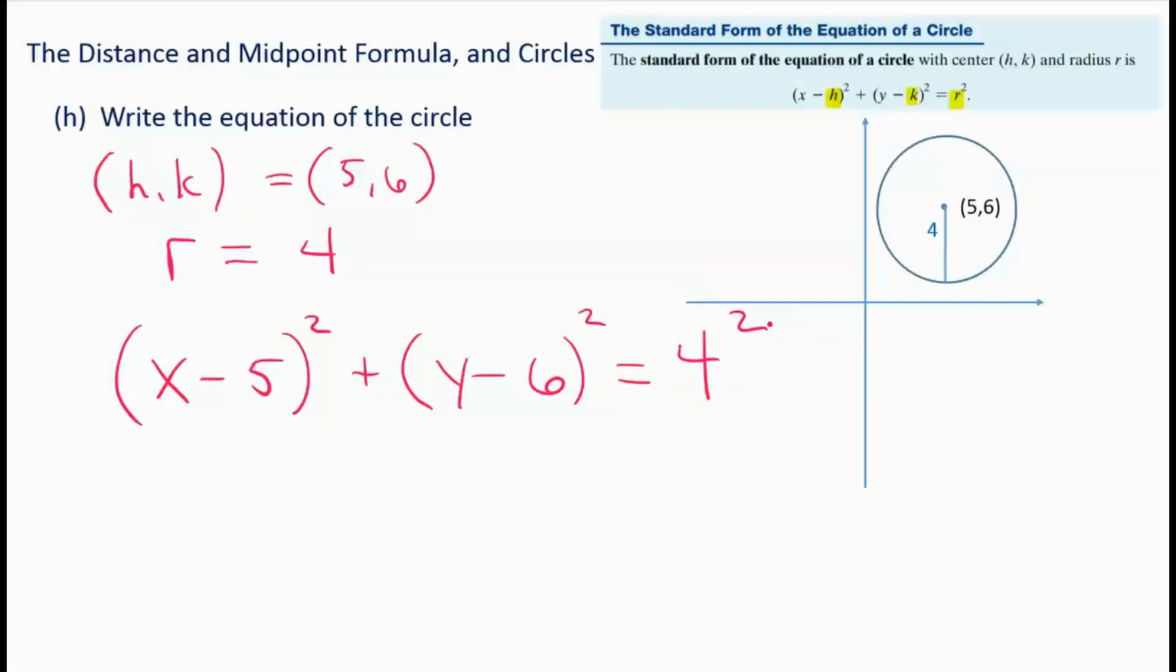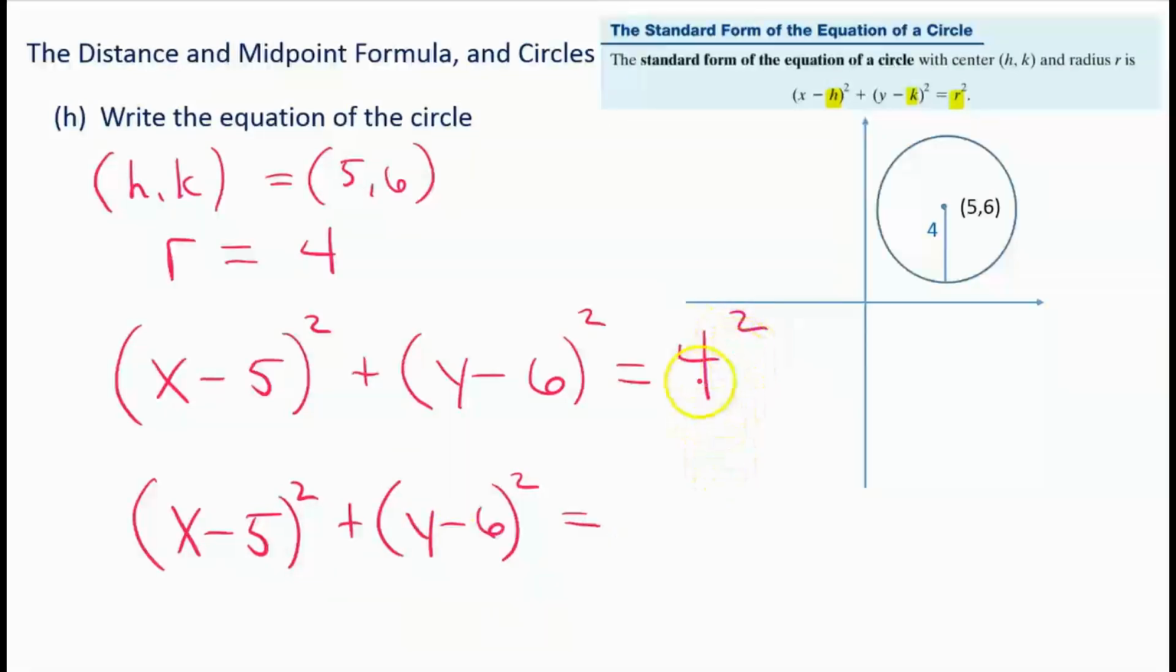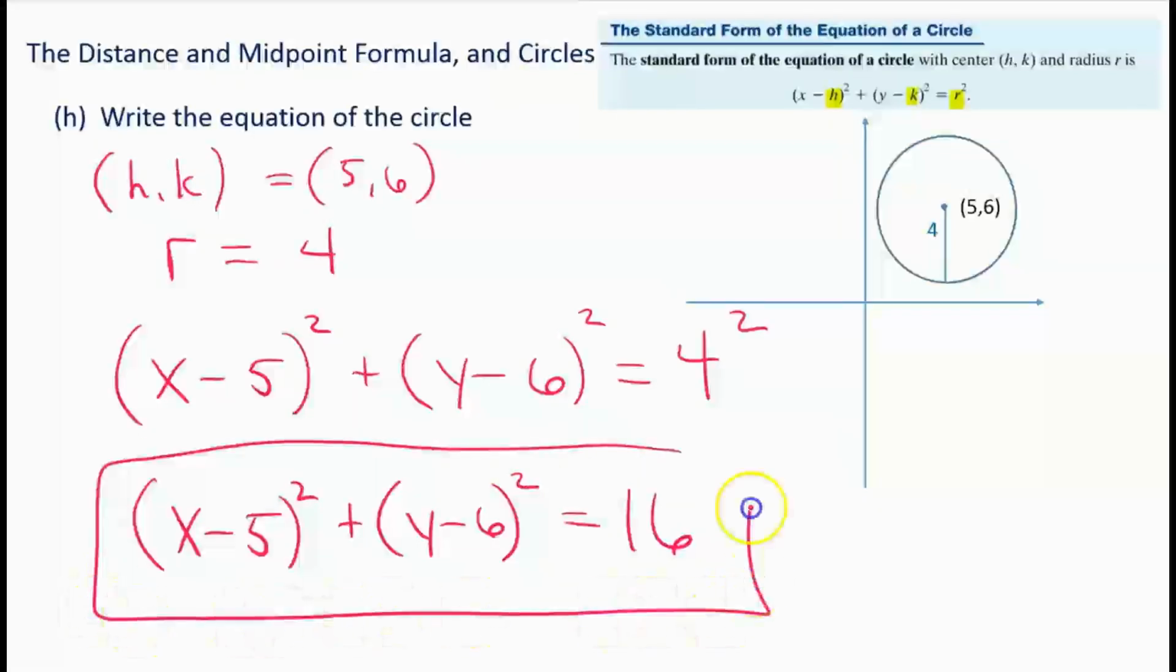Now you do want to simplify this. What you don't have to do is multiply this out though. x minus 5 times x minus 5 and FOIL it out. You do not have to do that. If it asks for standard form, you're already in the right place. Where you have the center, you can see right there, but you do need to square the 4. So 4 times 4 gives me 16. And this equation is in standard form. So when they say write the equation of a circle, this is good right there. That's all you have to do.